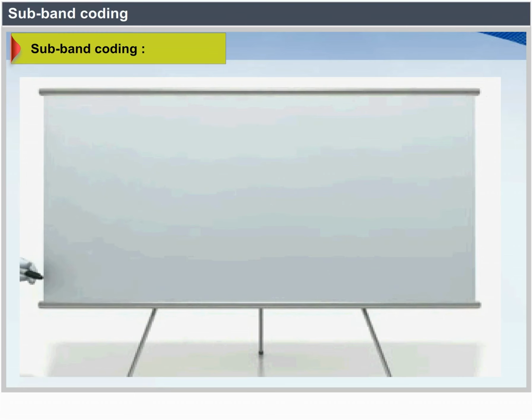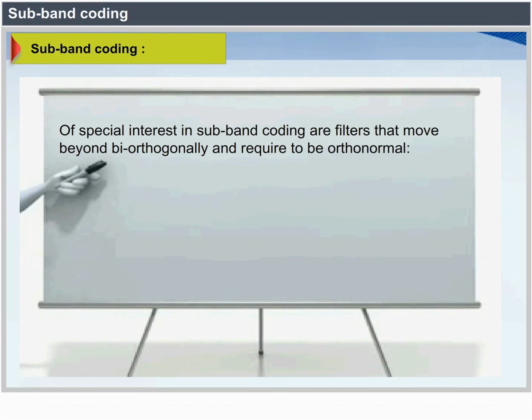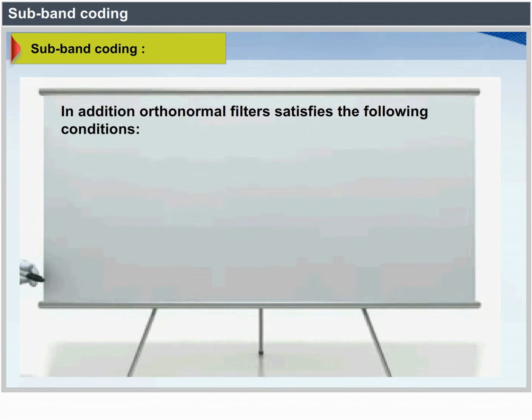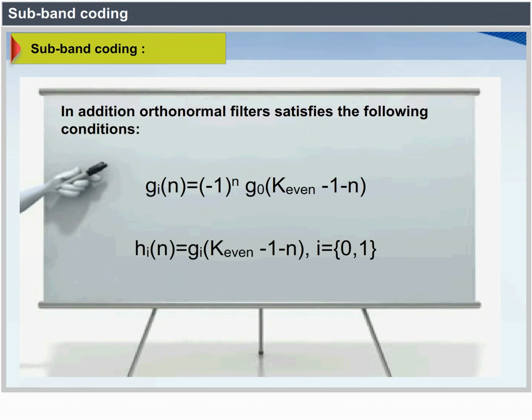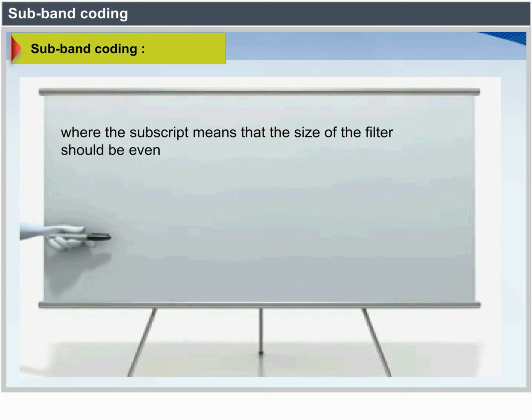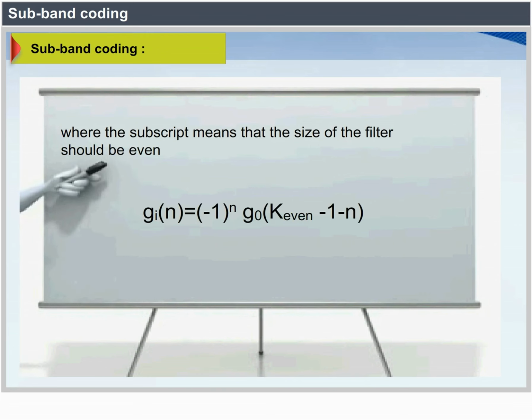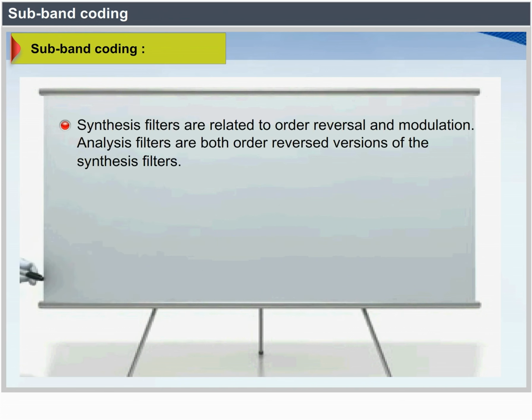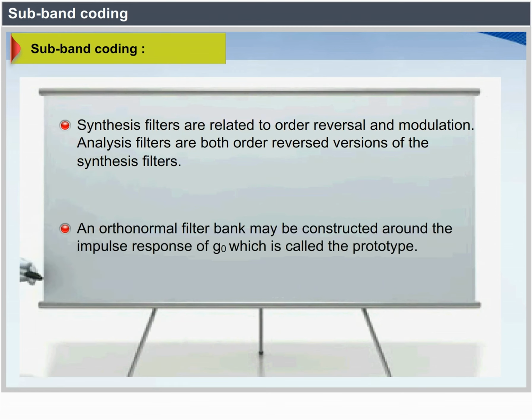Of special interest in subband coding are filters that move beyond bi-orthogonality and are required to be orthonormal. In addition, orthonormal filters satisfy conditions as shown on the screen, where the subscript means that the size of the filter should be even. Equations are shown on the screen. Synthesis filters are related by order reversal and modulation. Analysis filters are both order reversed versions of the synthesis filters. An orthonormal filter bank may be constructed around the impulse response of G0, which is called the prototype.